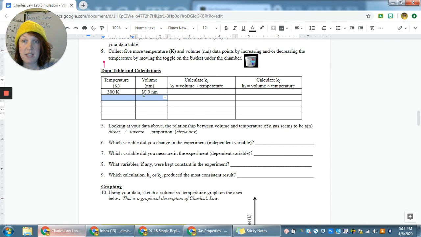So here you would take the volume divided by the temperature. So that would be 10.0 divided by 300 Kelvin. And over here you would instead multiply them together, so that'd be 10.0 nanometers times 300 Kelvin. And you'll do that for each of the data points that you collected from the simulation.